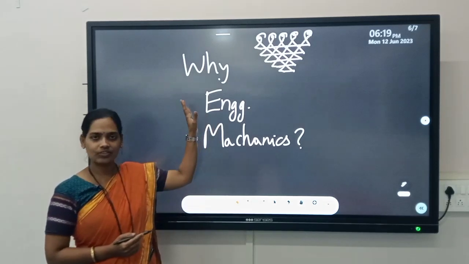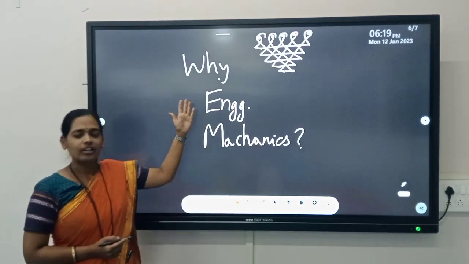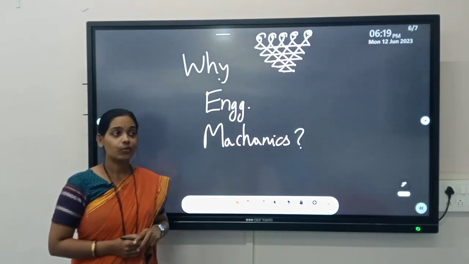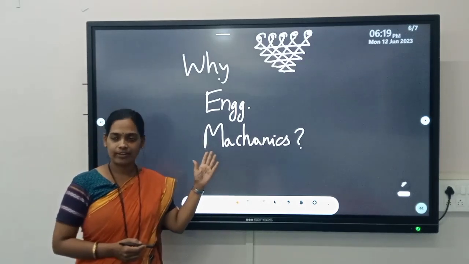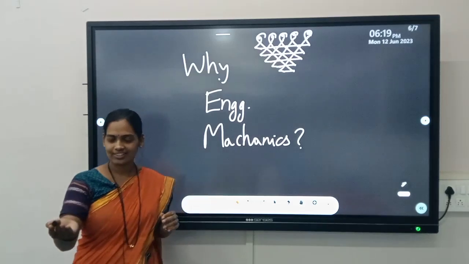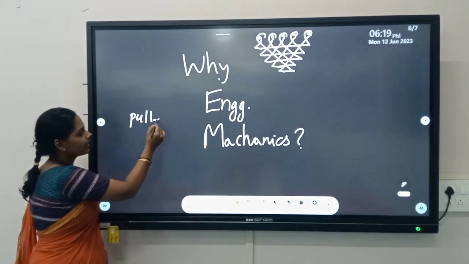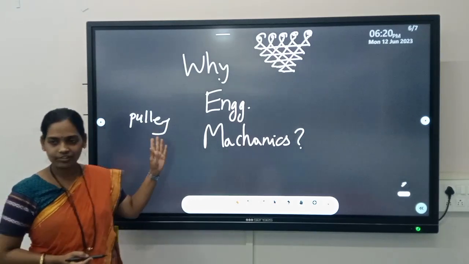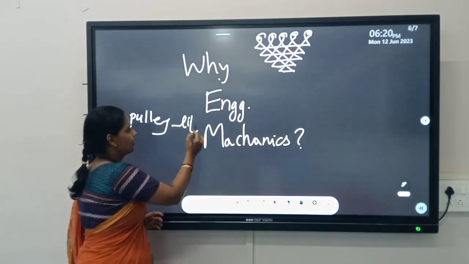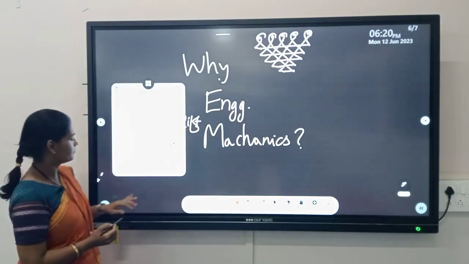We'll have engineering mechanics today. Then, why are we going to learn engineering mechanics? Where are the applications in our day-to-day life activity? Can you please suggest? Yes, it is the pulley mechanism. Where do we adopt the pulley mechanism? It is at the lift, is it? Then the belt conveyor system.